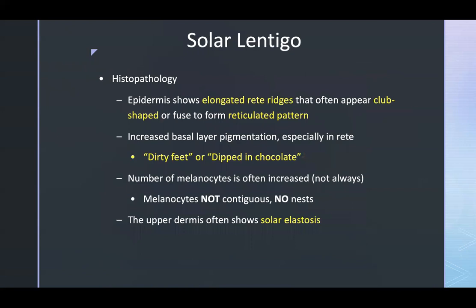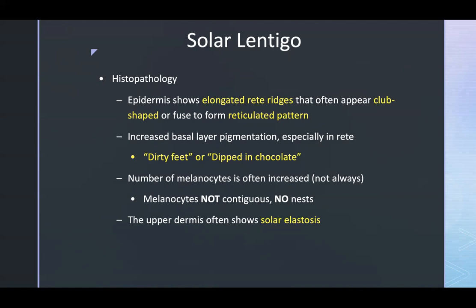The number of melanocytes are often increased, but not always. And the melanocytes are by definition not contiguous, and there are no nests. So if you did have contiguous growth, that would make it worrisome for a melanoma. If you had nests, that would make it a nevus by definition. If you had contiguous growth and nests along the dermal epidermal junction with pagetoid spread, you would be dealing more with a melanoma in situ.